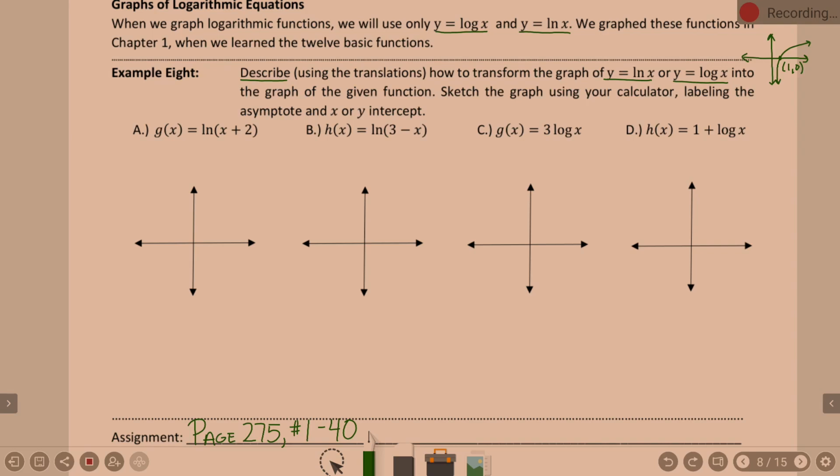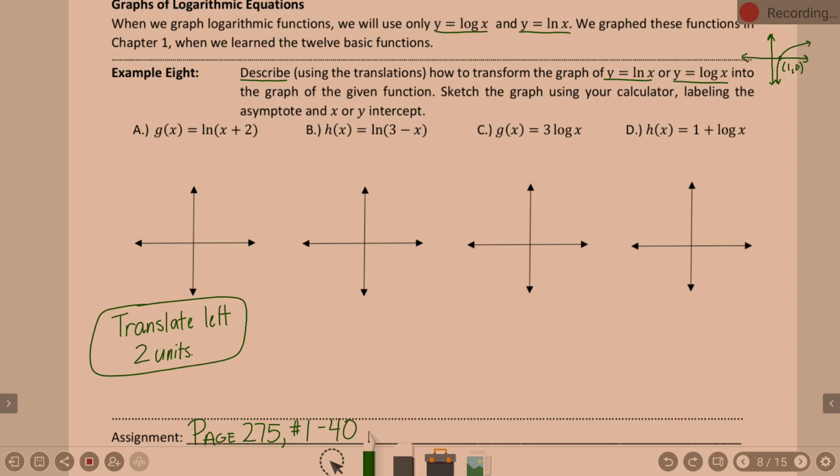So as we look at A, g of x equals natural log of x plus 2. Okay, guys. Go back to your Algebra 2 brains, or where did we do this? Back in Chapter 2, I think? Yeah. What does that plus 2 do? Left 2. A plus or minus 2 in the parentheses with the x is left or right, opposite side. So this is going to be a translate left 2. So I am going to write that down here. So we're going to translate left 2 units.